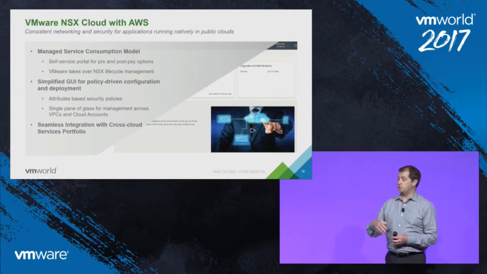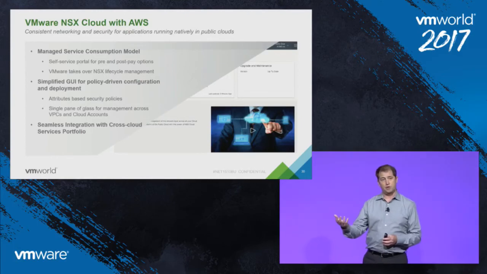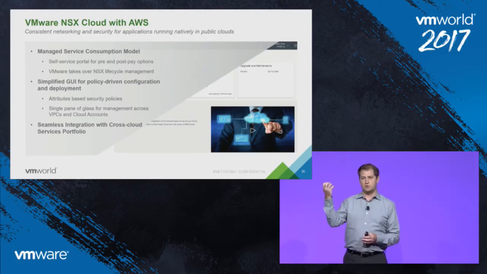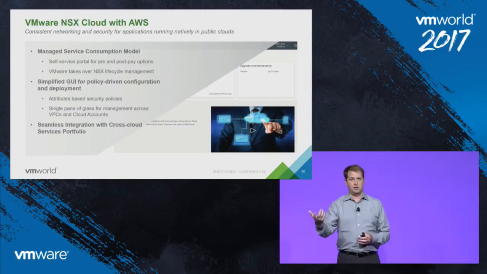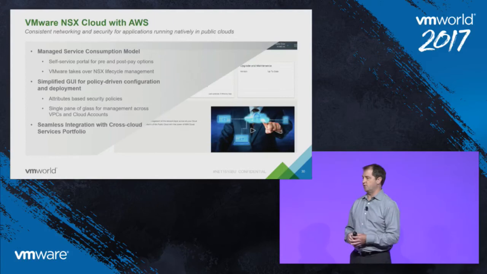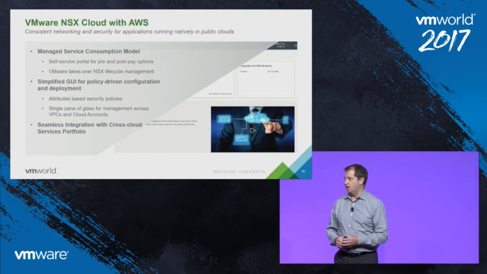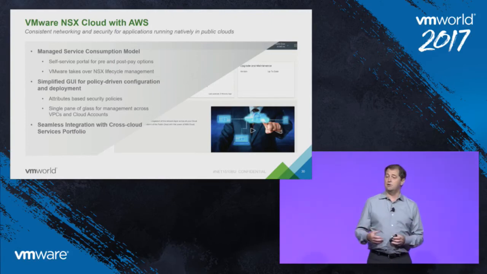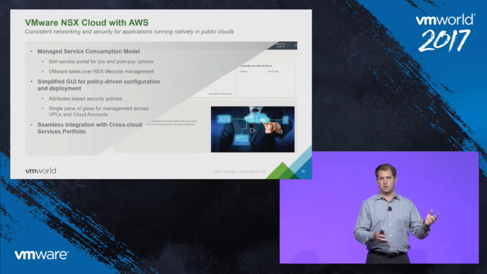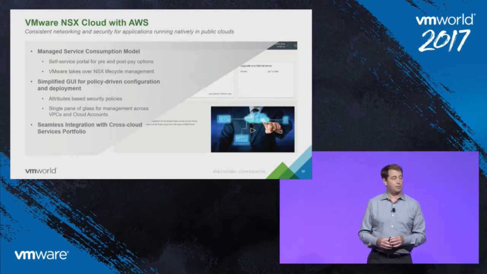In the first release of this, we're working with Amazon, and it allows you to manage Amazon native components in the VPC construct, so Amazon subnets and networks and security groups like that. This is an interesting solution because what we decided to do is deliver NSX as a service. It's called NSX Cloud. So you actually log into an NSX portal to manage these components across multiple public cloud environments.